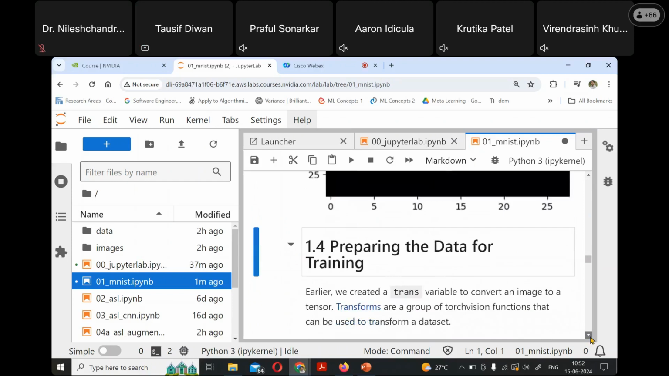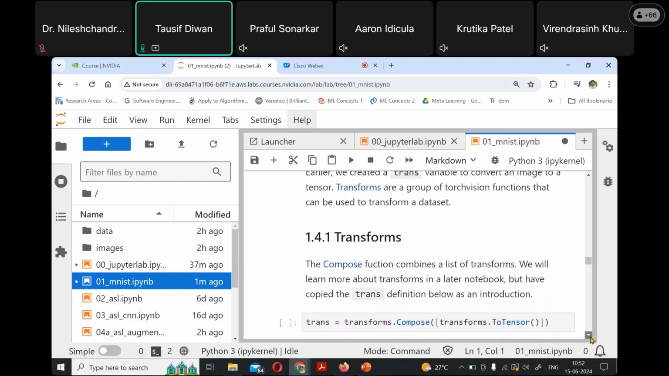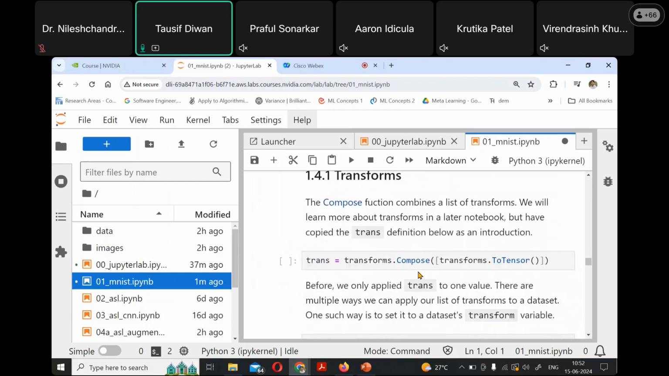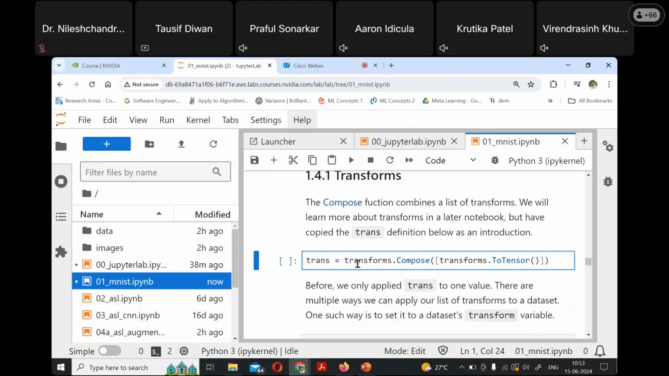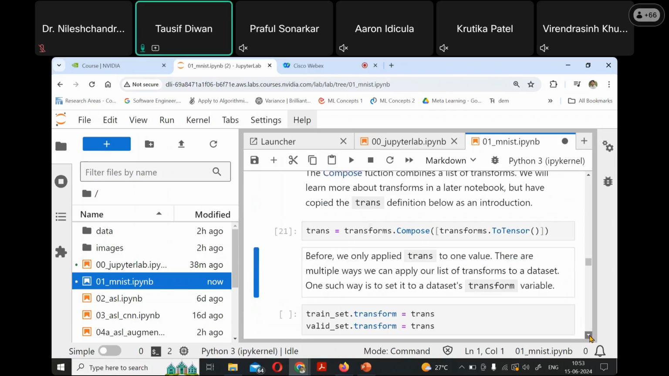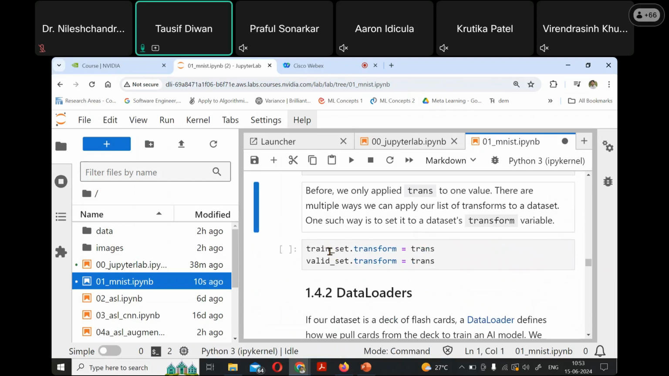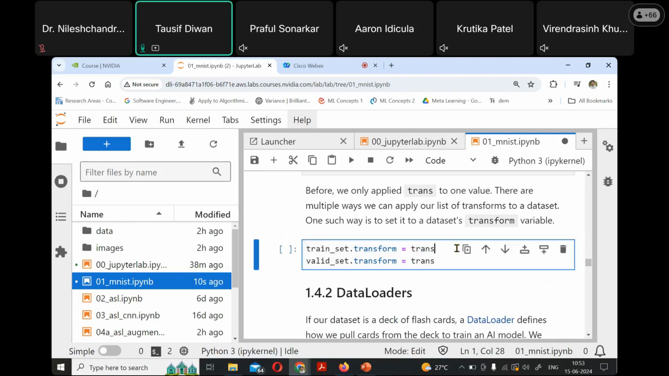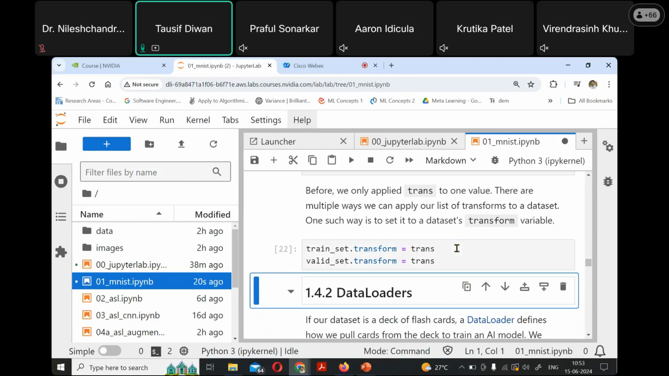Now next step is preparation of the data for training. So we need to once again apply the transform function, and we will use this compose and to tensor. First of all, we will perform this, and we will create this trans over here. This trans will be applicable for training set as well as validation set. So train set is also transformed, validation set is also transformed with the object created over here. Okay, so entire training set is converted to a matrix, and entire validation set is also converted into matrix.